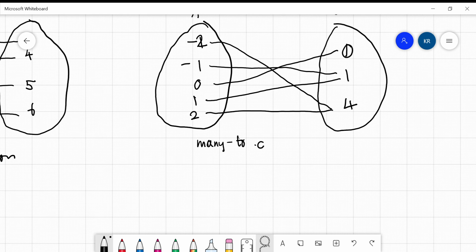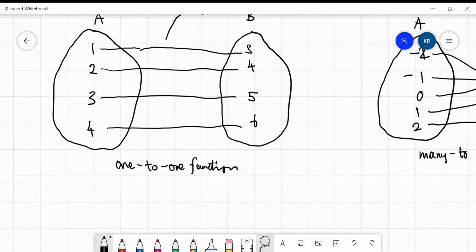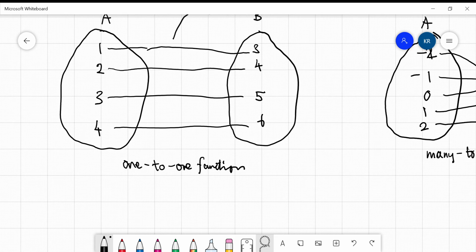Okay, sorry, a bit slow in writing. Essentially, as the name suggests, multiple elements in A are mapped into only one element in B. So now you have a rough idea of what functions are.